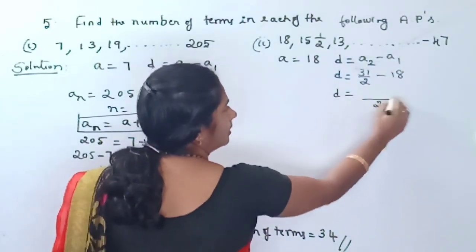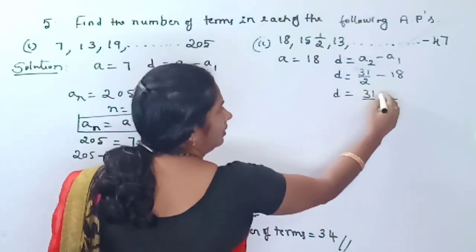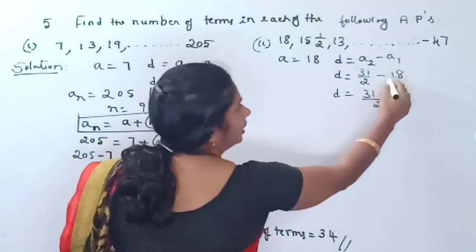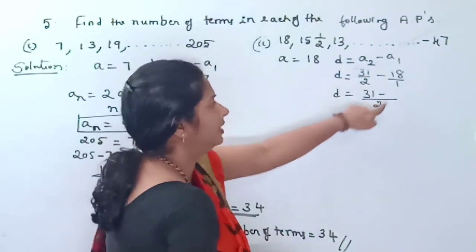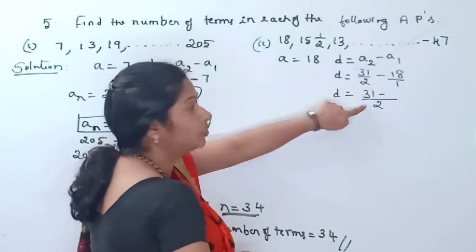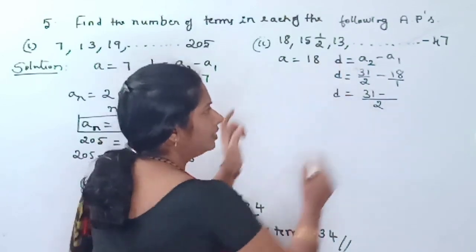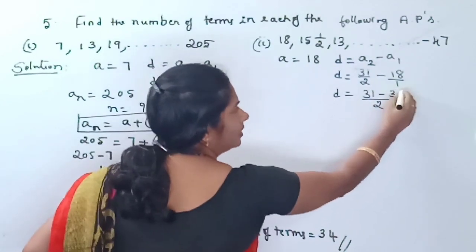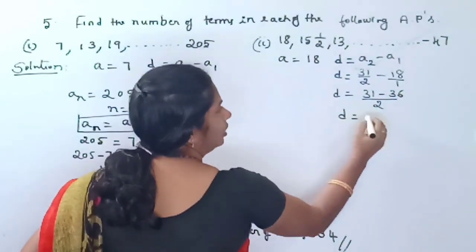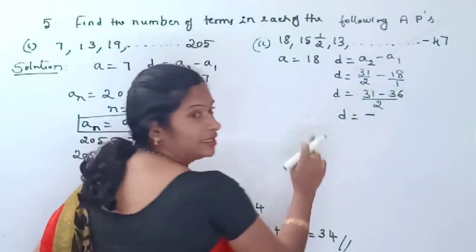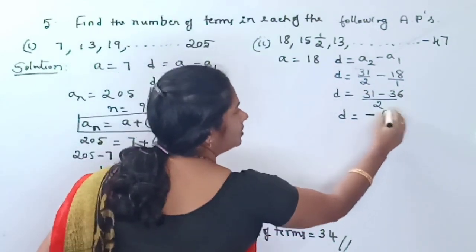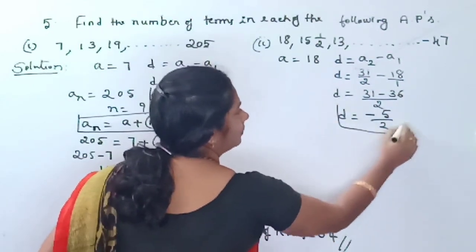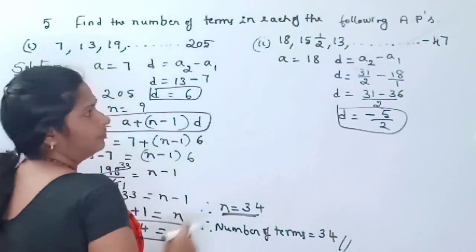So find the common difference. 2 is the LCM. So 2 and 1, the LCM is 2. 2 ones are 2. 1 into 31 is 31, minus 1 into 2 is 2, 2 eighteens are 36. So the D value is 31 minus 36. It is minus 5 by 2. Is it clear?